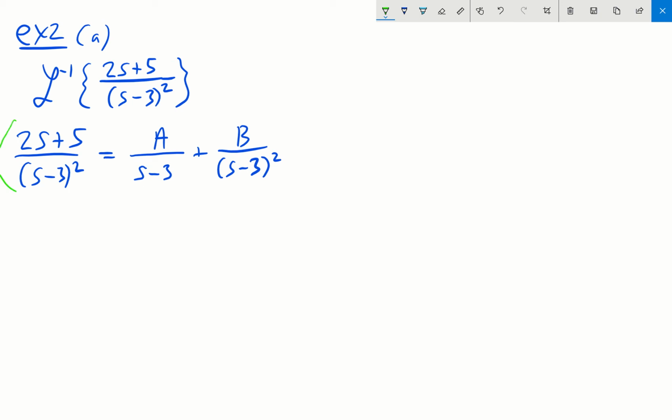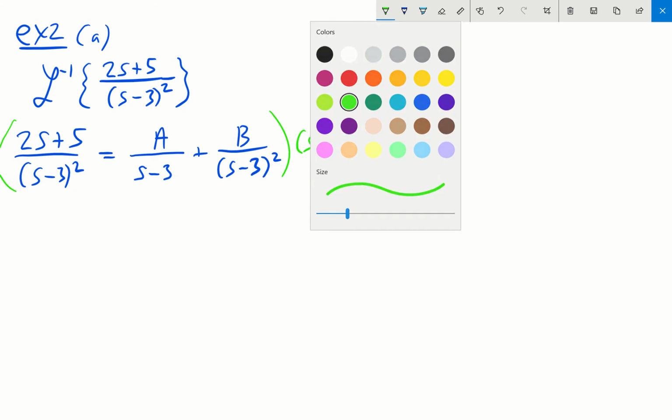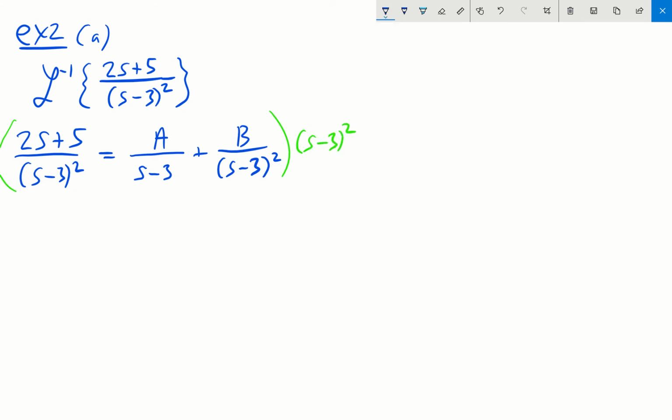We can multiply every term in the equation by the common denominator, which is (s - 3) squared. When we do that, we get 2s + 5 equals a times (s - 3) plus b. As I've mentioned before, there's more than one way to solve this from this point on, but typically if you have irreducible quadratic factors or even repeated linear factors, it's helpful to equate coefficients. Here we can do a mixture of the two.